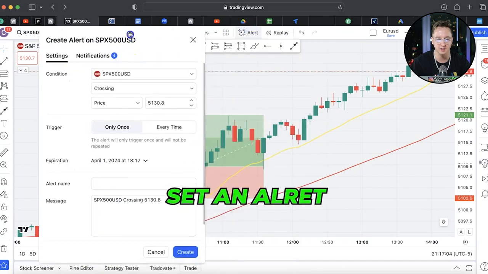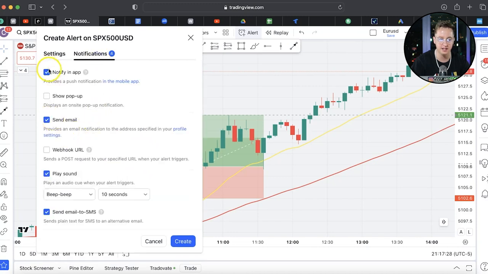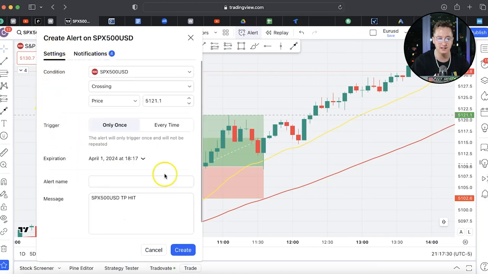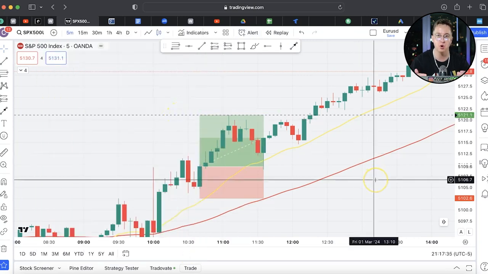tab and set an alert. So we can see right here on the right, 5121 is our take profit, 5102 is our stop loss. So I can go right here and type in 5121.1 and I could put down here TP hit. I can make it only once. My notifications, I can have it whatever I would like, and then I can go here and create an alert. Now I have an alert right here that will notify me when my take profit is hit.